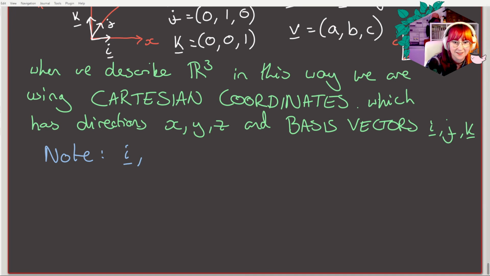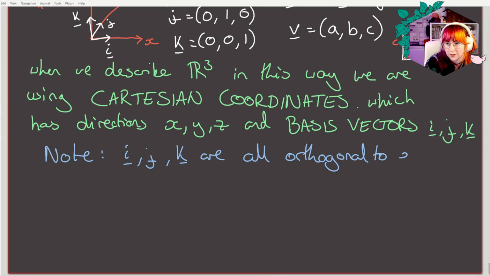No, i, j, k are all orthogonal to each other. Okay, so if I just looked at i and j, they would be at right angles. If I looked at j and k, they would be at right angles. And if I look at the other two combinations that I forgot about, they're all right angles. And that's where you get your nice right angled coordinate system from.